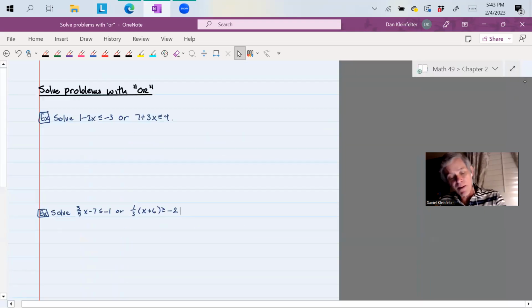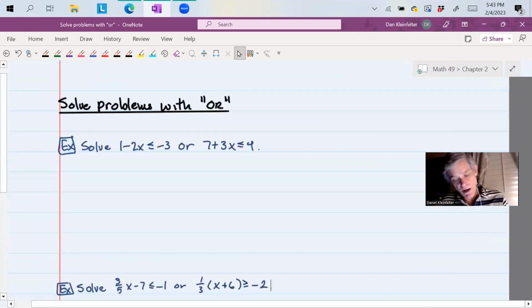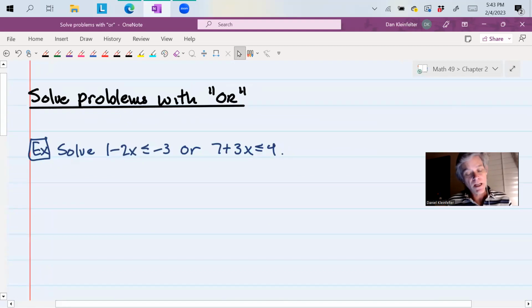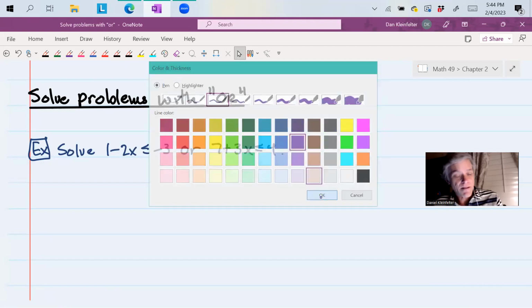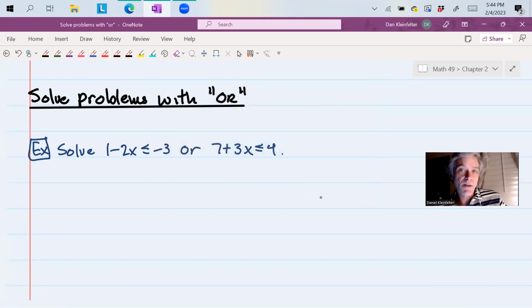Right, so we're about halfway there. In the next part, we're going to work on problems involving or. So the overall steps to take for these problems will be similar. We're going to solve each of the separate inequalities separately and then combine the solutions to those using or. So let's take a look.